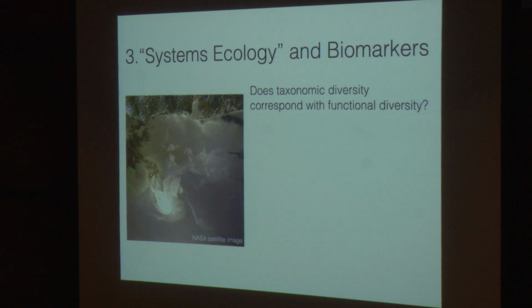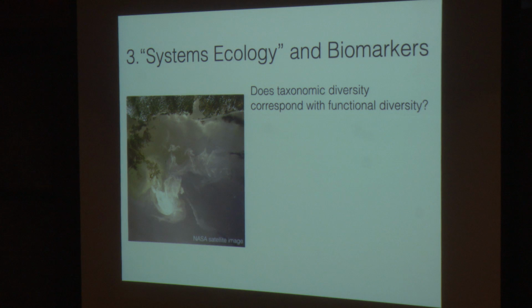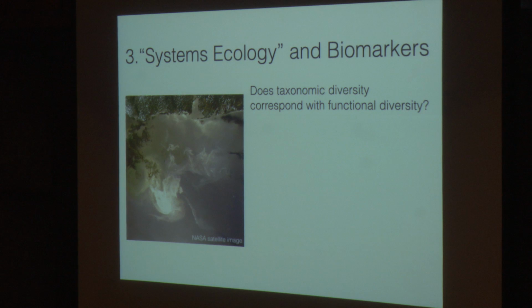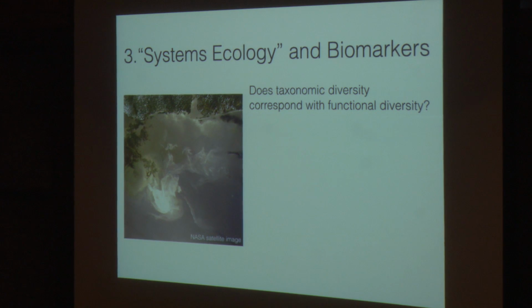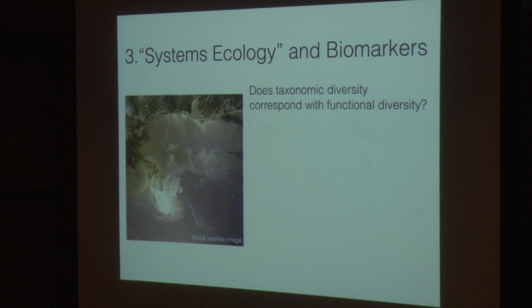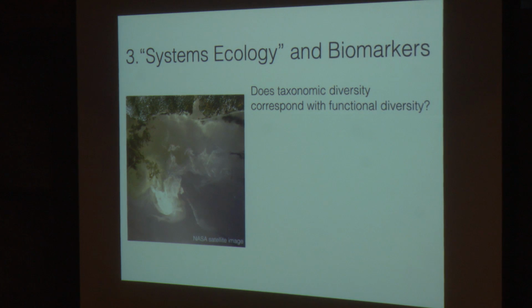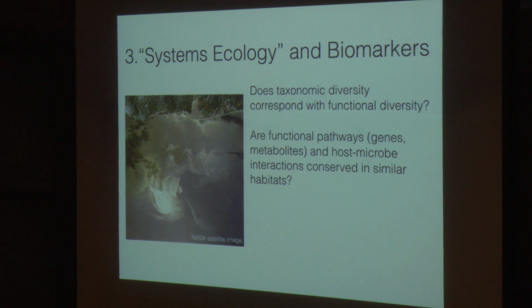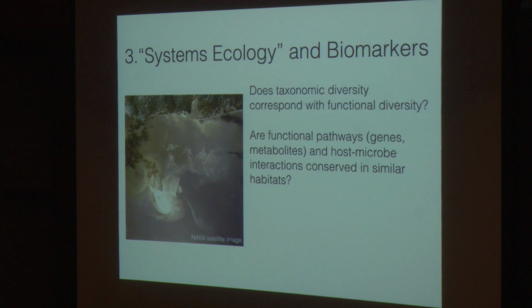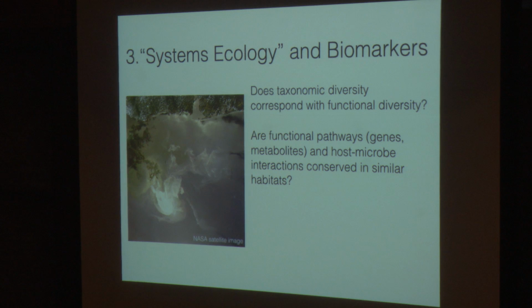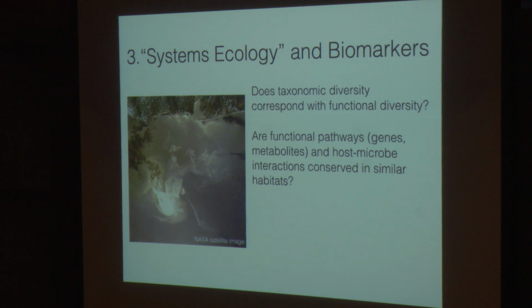So the goal is really to understand how these ecosystems function, understand how things interact in marine sediments. And one thing which we haven't really been asking yet, because of the type of data we've been generating, is whether taxonomic diversity corresponds with functional diversity. And that's true for eukaryotes and also for bacteria. So we want to know that across the breadth of taxonomy. We can also ask whether functional pathways, genes or metabolites, and host microbe interactions are conserved in similar habitats. So does the habitat drive that?